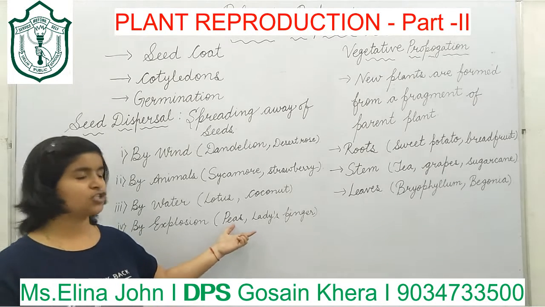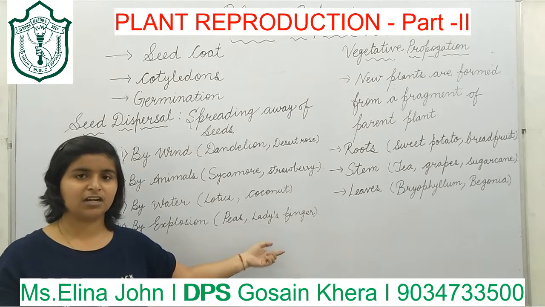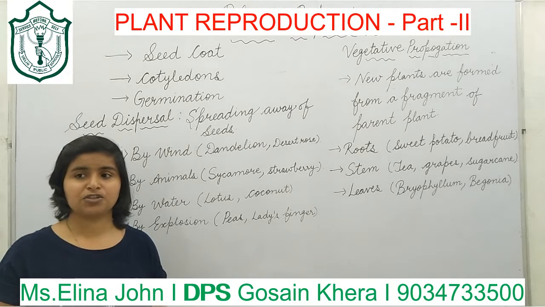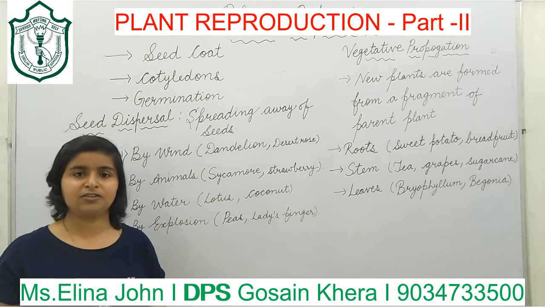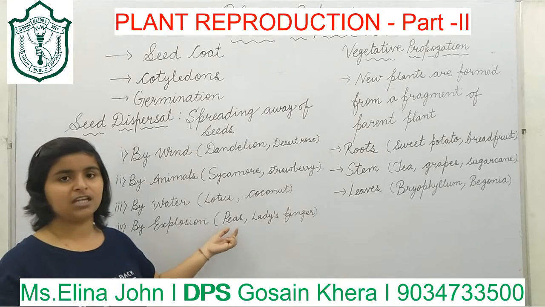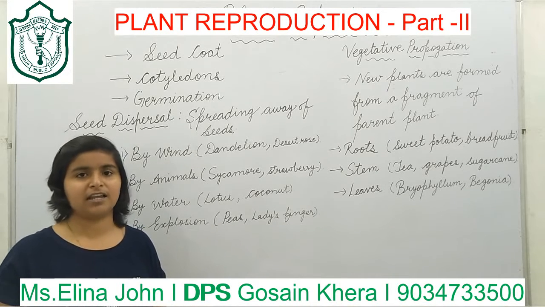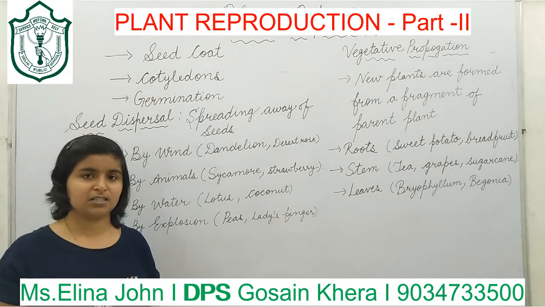Usually the seeds of pea and lady's finger are dispersed by explosion. As the fruit dries and bursts open, the seeds of the pea come out from the pea pod and get exploded to other places.